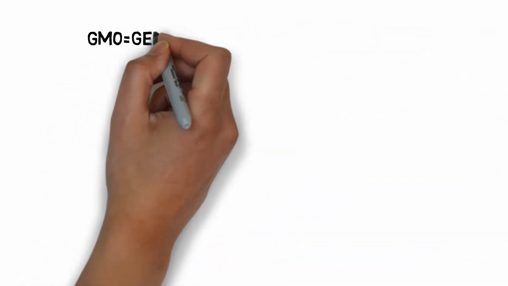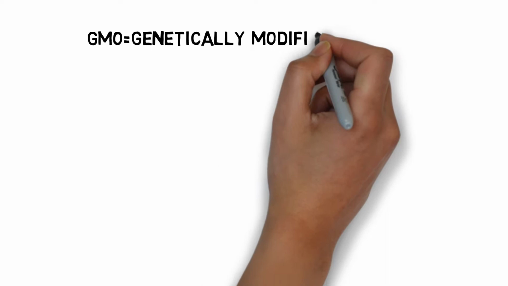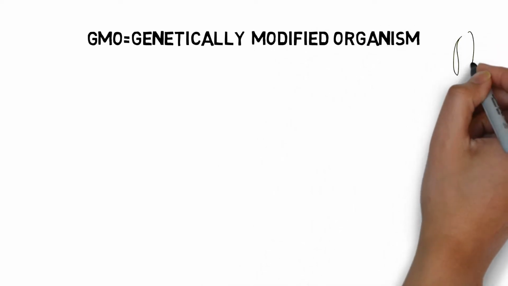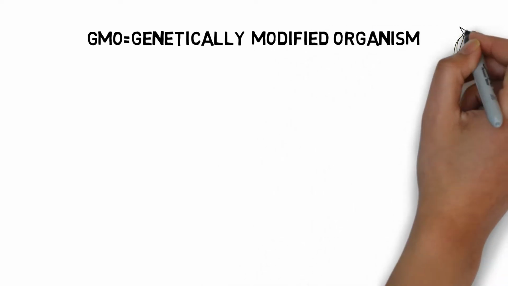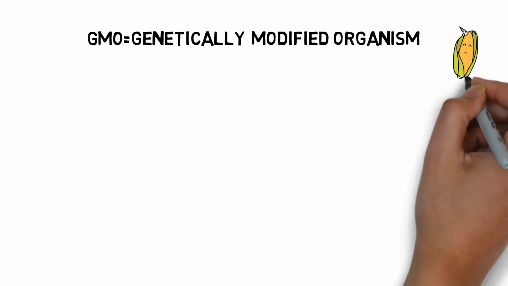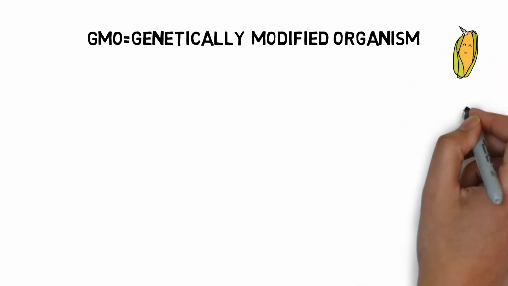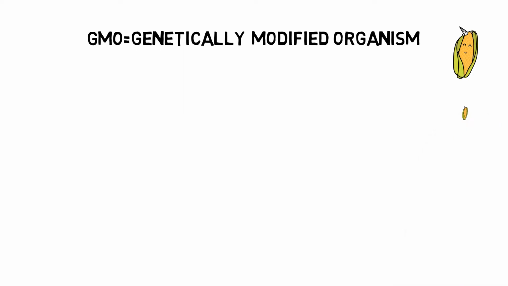Today I'll be explaining what GMOs are and how they are made. GMOs stand for genetically modified organisms. This basically means that GMOs are different from their wild versions. An example of a GMO is corn, which in the wild produces way less than the genetically modified version of it.